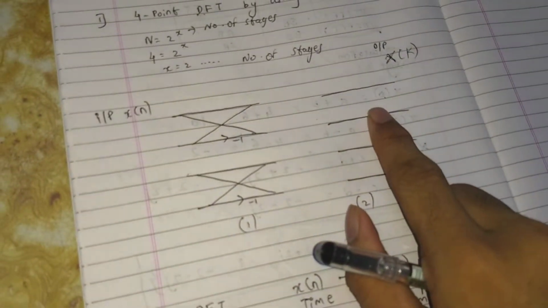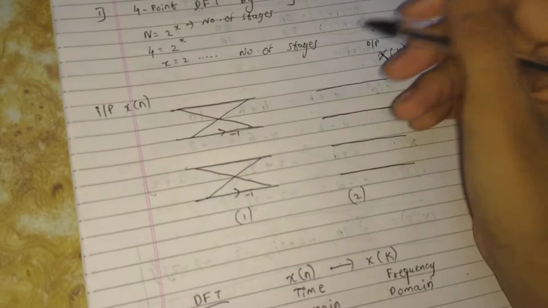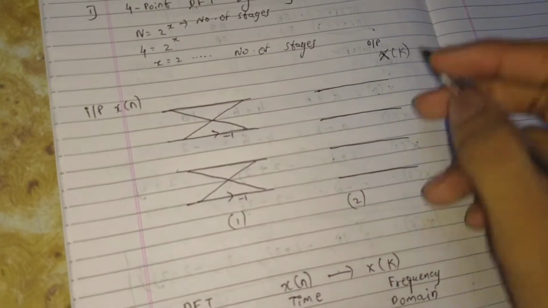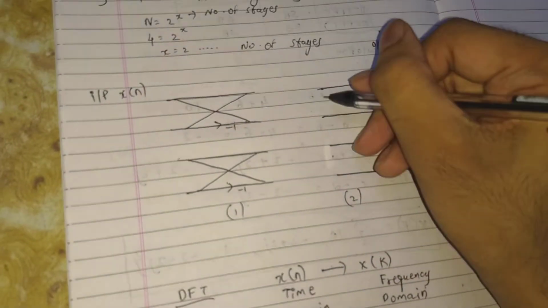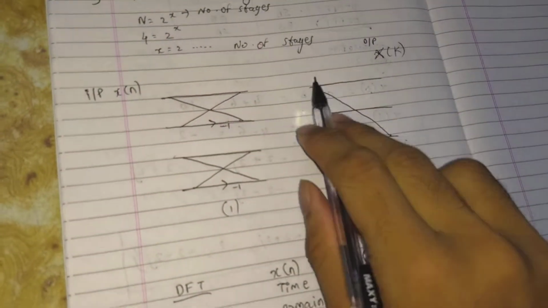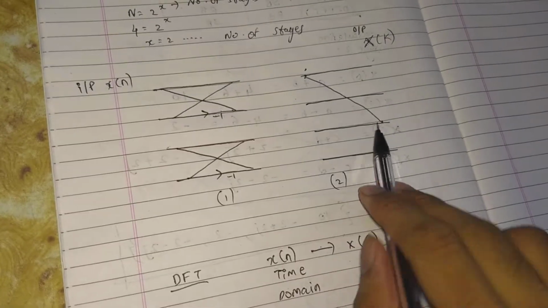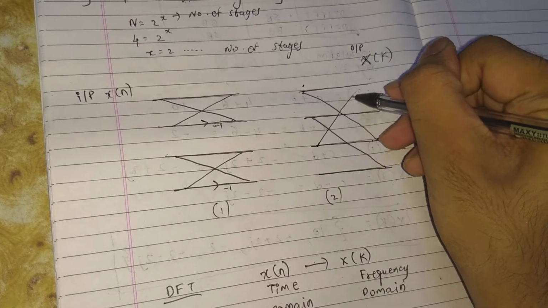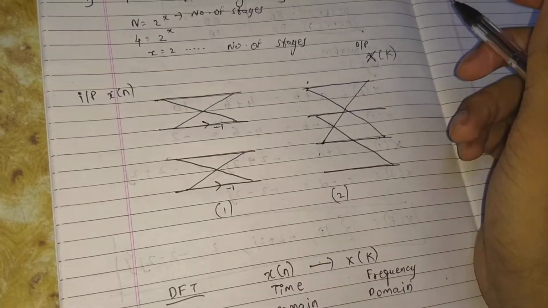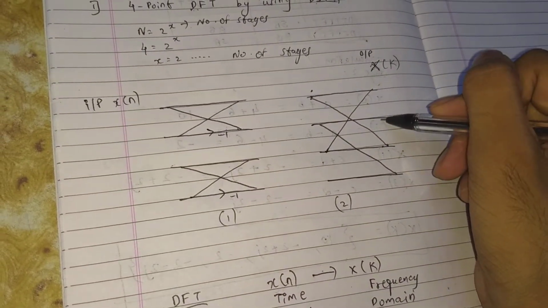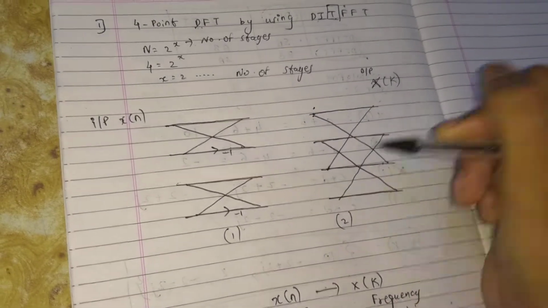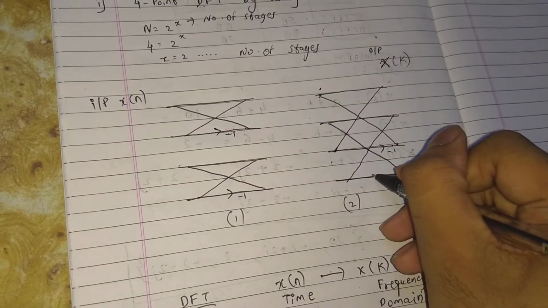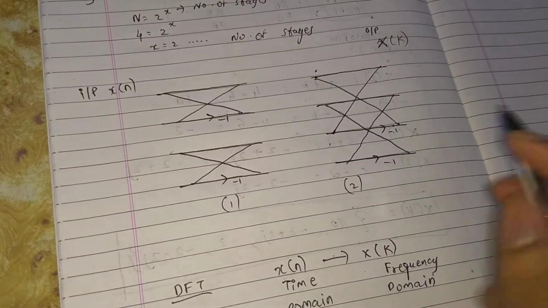Then immediately next draw big butterfly. To draw big butterfly, take first point and mark it to the third point. First connect first with third line, connect second line with fourth line, and complete this. First with third, second with fourth. Okay, and where this line is connecting, write -1 -1 at the end.